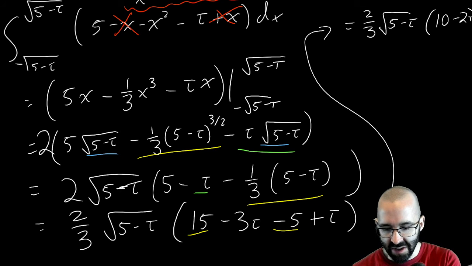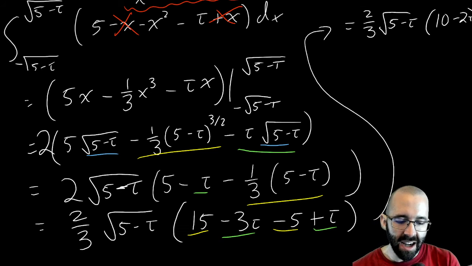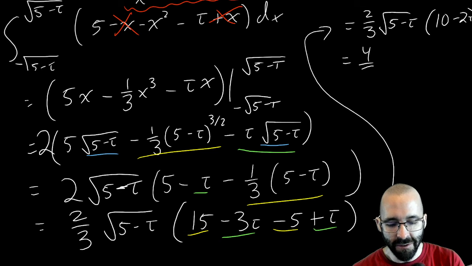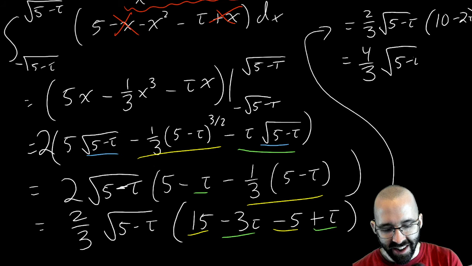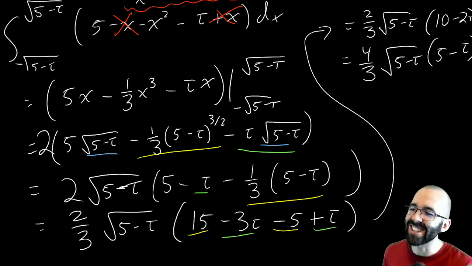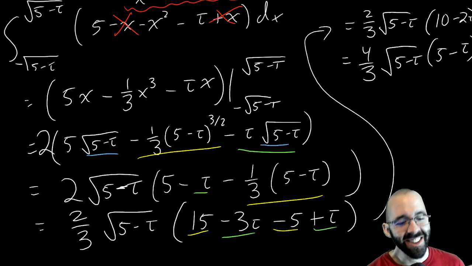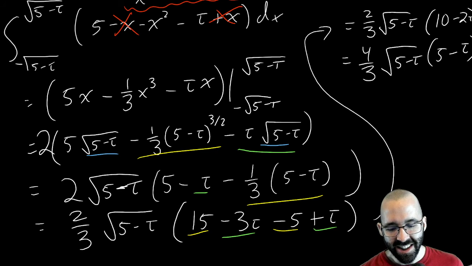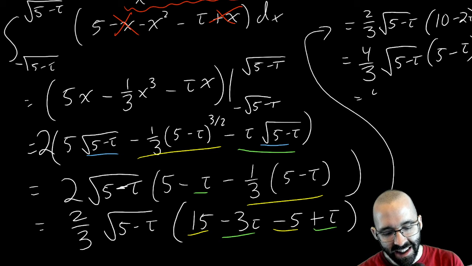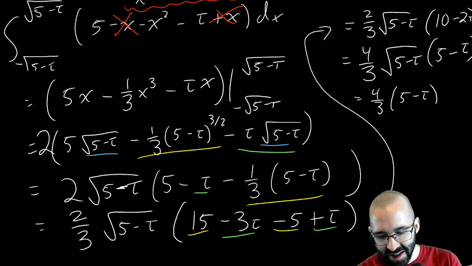Oh, I said this would be our final answer. Because 15 minus 5 is 10. Minus 3t plus t is minus 2t. But we can actually factor out another 2. We get 4/3. Again, a lot of times in math, the hard stuff. Oh, okay, we're still not done. What else can we do? What's the square root of 5 minus t times 5 minus t? 5 minus t.